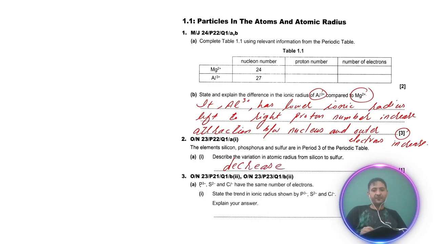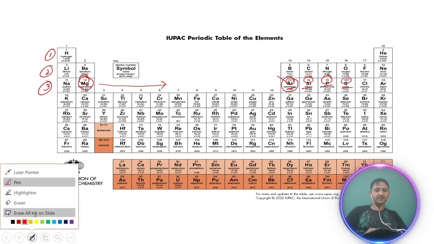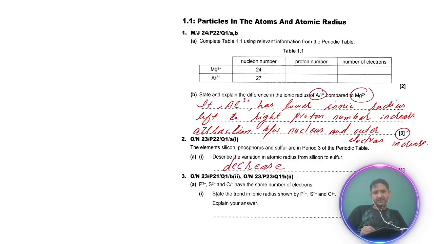Okay, phosphorus 3 negative, sulfur 2 negative and chloride have the same number of electrons. State the trend in ionic radius shown by phosphorus, sulfur and chloride. You can see we have phosphorus here. Then we are moving to the right hand side, left to right, then we have sulfur, and then we have chlorine. So left to right their radius is decreasing. So the trend in ionic radius is decrease. Left to right decrease.